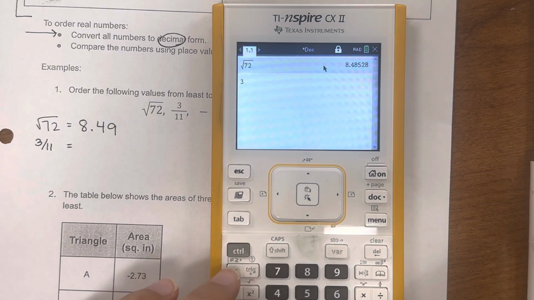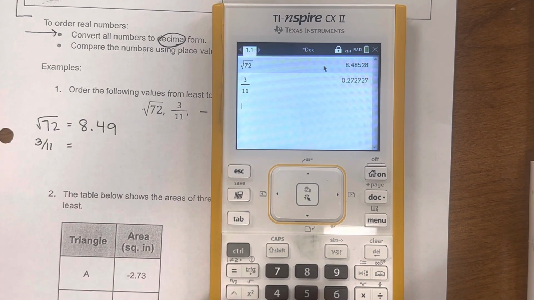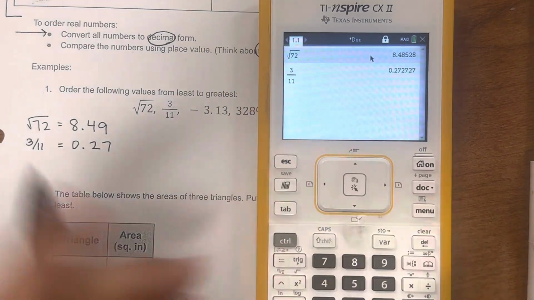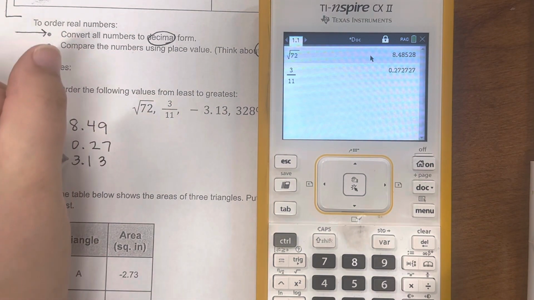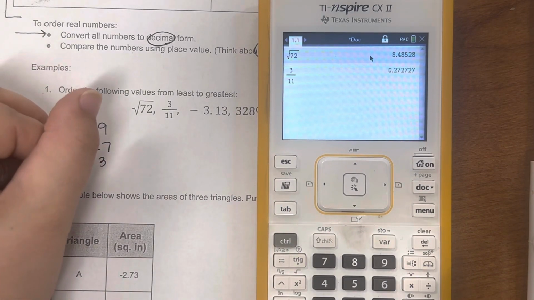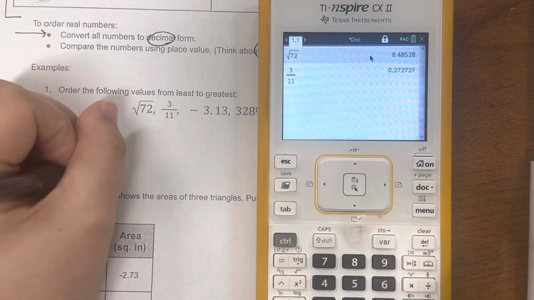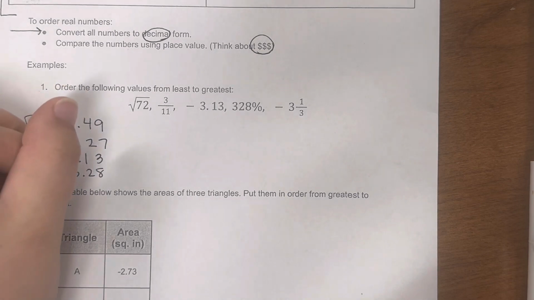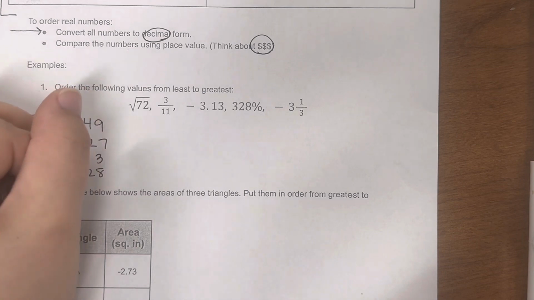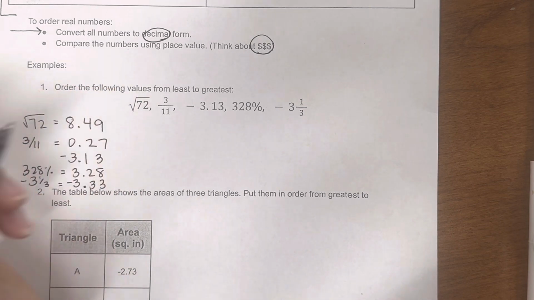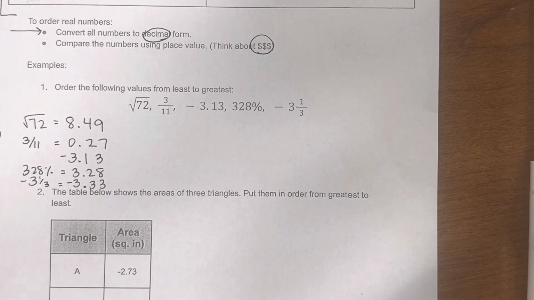Next, I'm going to convert 3/11. Three elevenths as a decimal is 0.27. The next one is done for me, -3.13. I have 328%, and that equals 3.28. And then last but not least, I have -3 1/3. Whenever we convert that, we leave the whole number out, and we only convert that fraction piece. So 1/3 as a decimal is 0.33.